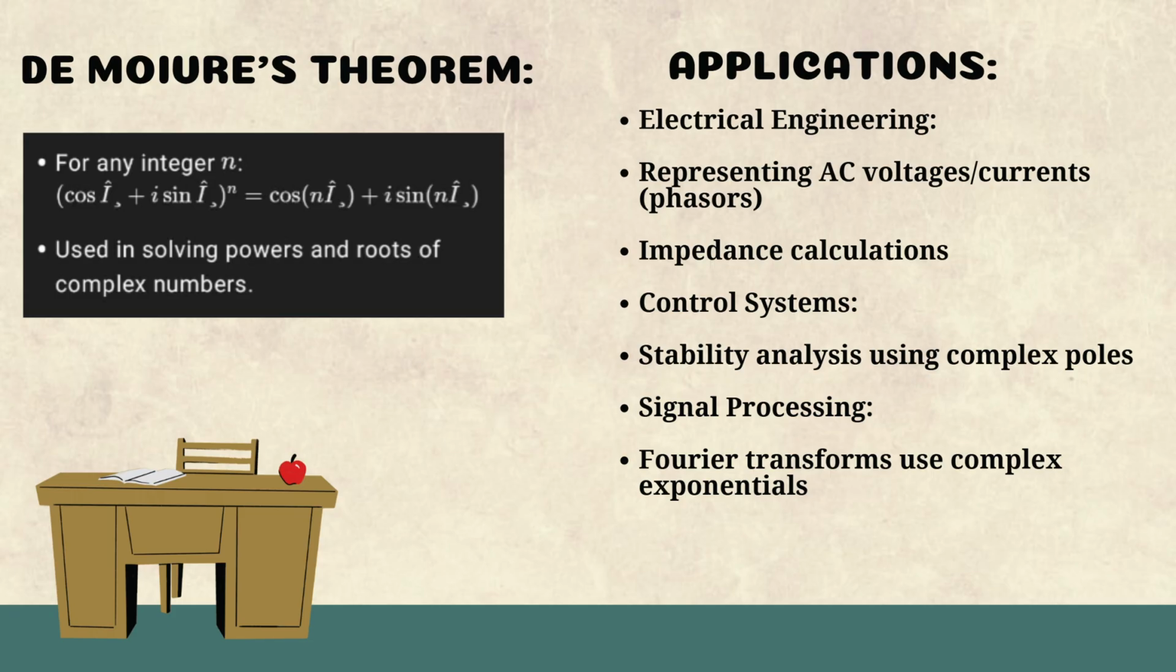So, why are complex numbers and De Moivre's theorem important? Because they have a wide range of real-world applications across various fields. The fields are listed below. Now we'll see them one by one.